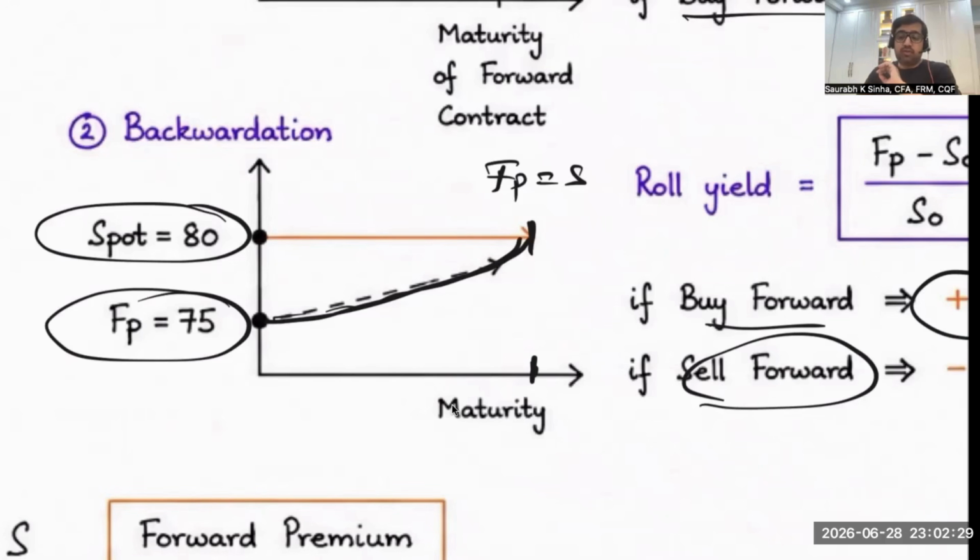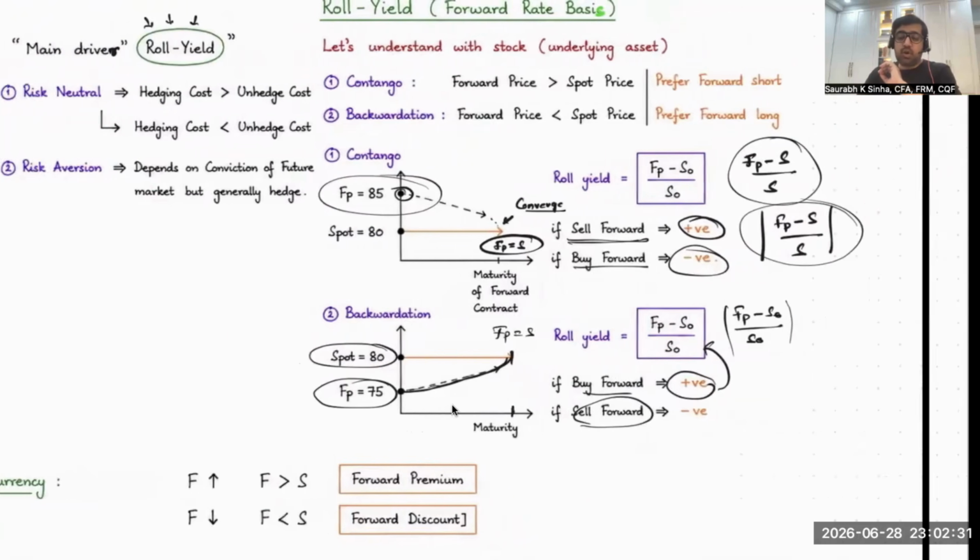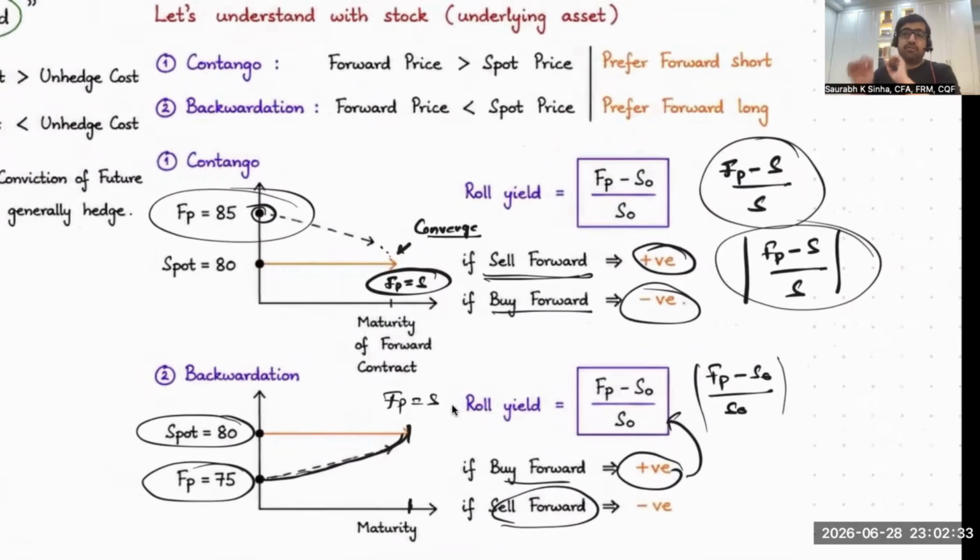So what we have learned so far with the help of stock, not currency, is that if forward price is greater than spot, and you sell the forward contract, then roll yield would be positive. If the forward price is less than spot, and you buy the forward contract, then the roll yield would be positive, and it would be negative in the just opposite scenario.